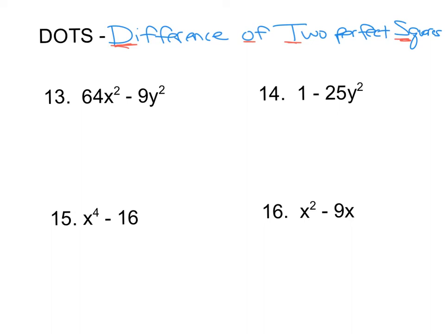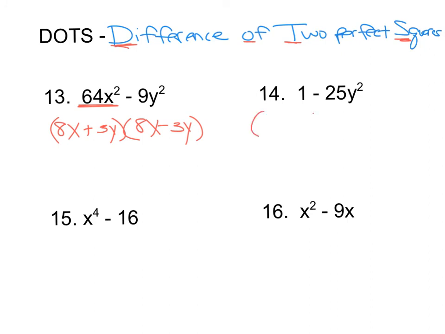Okay, so try number 13 and 14. Then we'll do 15 and 16 together because those are harder. All right, so these are a little trickier because they've got x's and y's, but it's the same process. 64x squared. What times itself is 64x squared? 8x and 8x. 9y squared. 3y and 3y. Plus and minus.